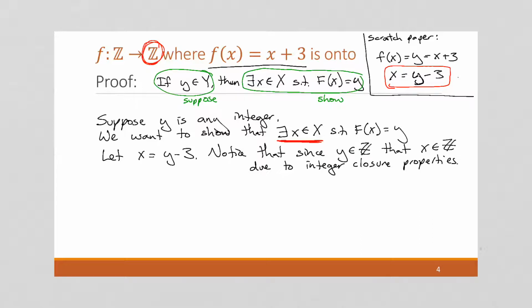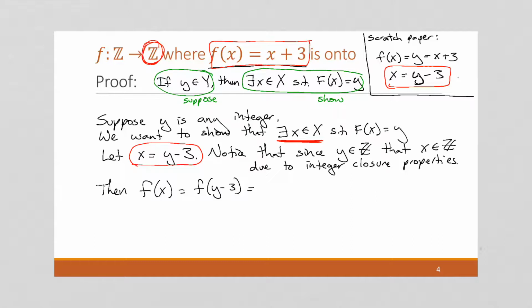So then what happens if we plug this x into our function? Again, I'm going to use the function definition where f of x is x plus 3, and our x is y minus 3, so I'm going to have y minus 3 plus 3, which is y. Well, that's what we were trying to show. We were trying to show that there exists an x such that f of x equals y.